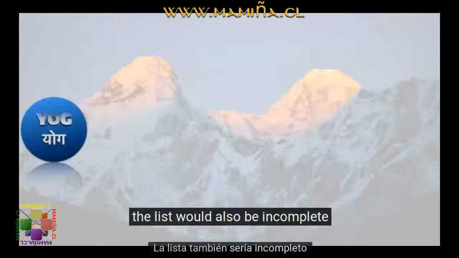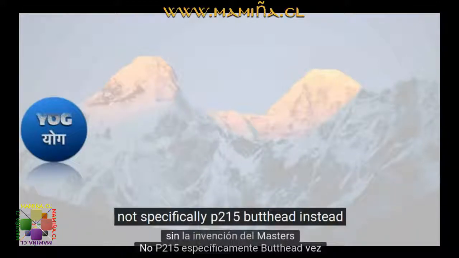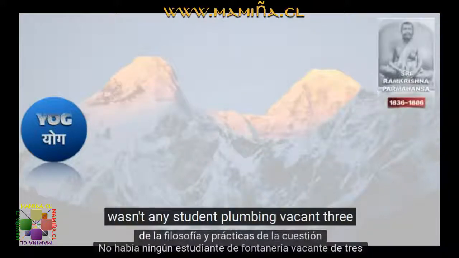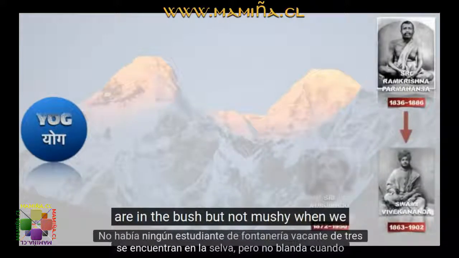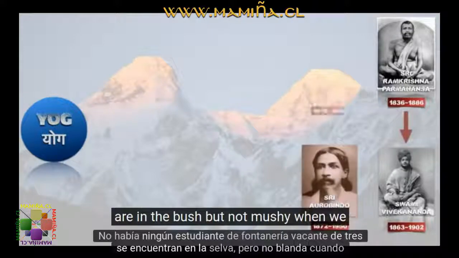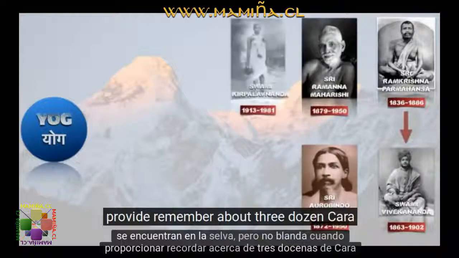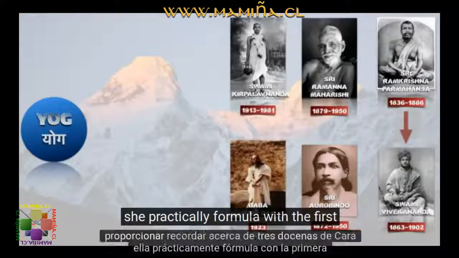The list would also be incomplete without the mention of masters who were not specifically teaching Hatha Yoga but helped in spread of its philosophy and practices. Ramakrishna Paramahansa and his student Swami Vivekananda, Sri Aurobindo Ghosh, Ramana Maharishi, Swami Kripalvananda, Baba Haridas, Maharishi Kartikeya.